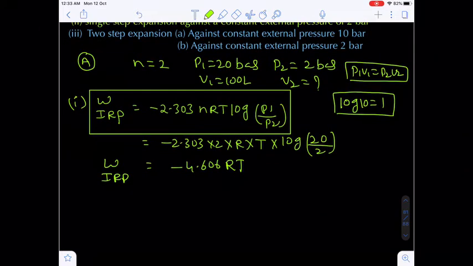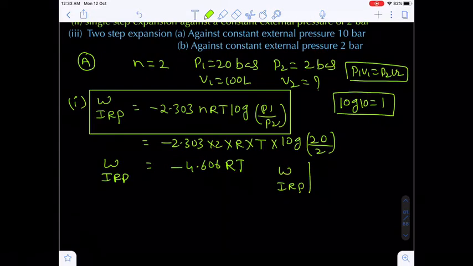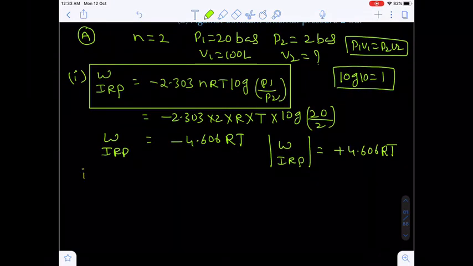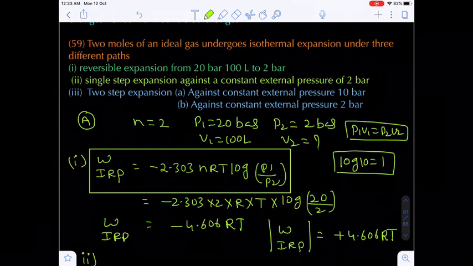So this will be the work done in isothermal reversible expansion. Now if you want to take the magnitude, what will be the magnitude of work done in isothermal reversible expansion of an ideal gas? That will be equal to 4.606 into RT. This is the first numerical. Second numerical, single step expansion against a constant external pressure.